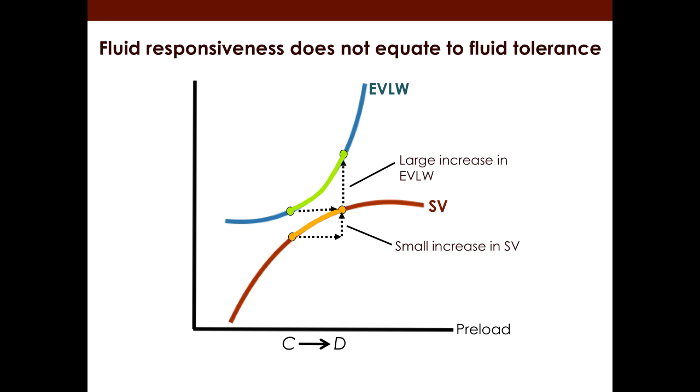So technically, is this patient fluid responsive? Yeah, they are, right? They had an increase in stroke volume in response to a volume challenge. But are they fluid tolerant? No, because you've just taken them past that inflection point at the curve. And is that large increase in extravascular lung water worth that small increase in stroke volume?